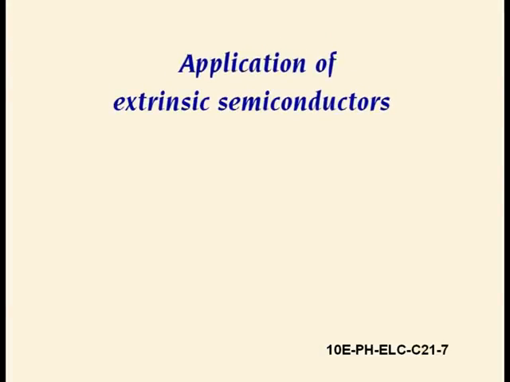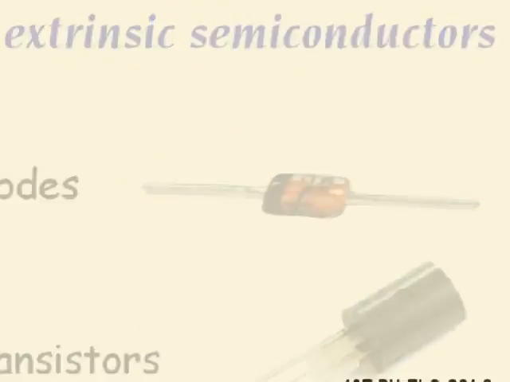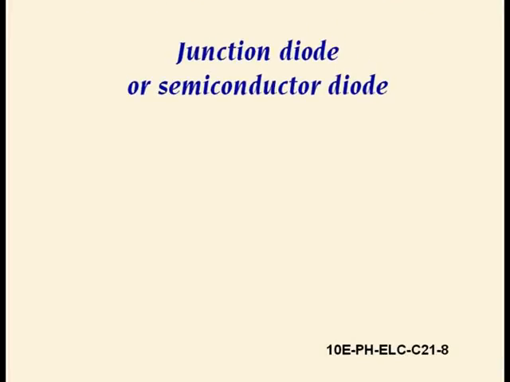Extrinsic semiconductors are put into practical use by making semiconductor devices. They are diodes and transistors. To understand how these semiconductor devices are made, we must know about PN junction. Junction diode or semiconductor diode.